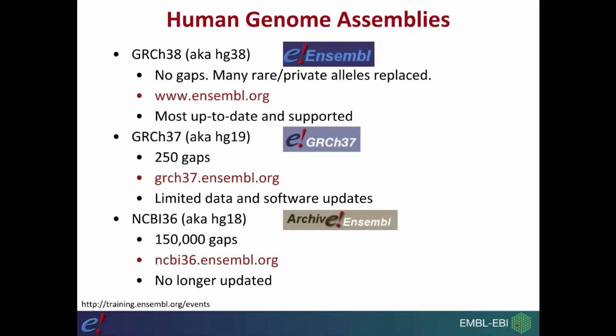If you read older literature, you may also come across an assembly called NCBI 36, which has 150,000 gaps. We do not support this anymore. We don't update it anymore. However, you can go back to it in our archive sites, which are shown in brown, and we will visit these in a moment.